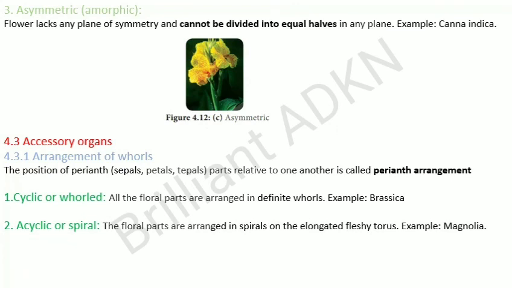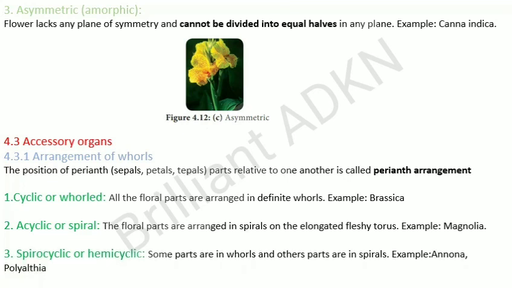Second is acyclic or spiral. The floral parts are arranged in a spiral on the elongated fleshy torus. Example, Magnolia. And the third type is spirocyclic or hemicyclic. Hemi means half. Some parts are in a whorl and other parts are in a spiral. Example, Annona and Polyalthia.